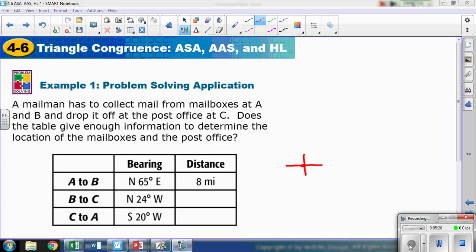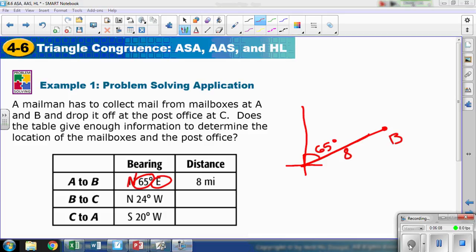On the north axis, going in the north direction, create a 65-degree angle on the east side. Please notice that the 65-degree angle is built on the north axis, not on the east axis. The distance there would be a total of 8 miles. And where you stop, that's point B.